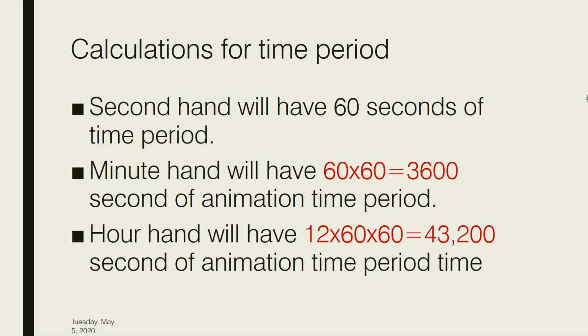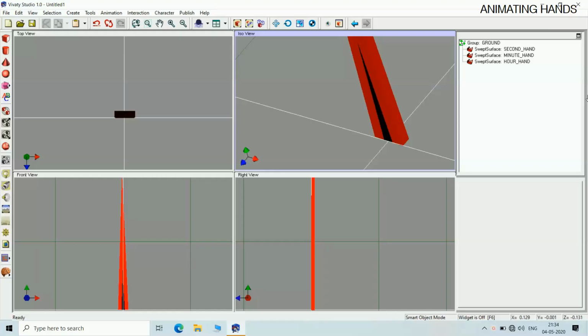Now the calculation for the time period. The second hand will have 60 seconds of time period. The minute hand will have 60 into 60, that is 3600 seconds of animation time period. And the hour hand, because this is an analog clock, is actually showing only 12 hours. So 12 hours into 60 and into 60, that will be 43,200 seconds for the animation. So that is a very important calculation.